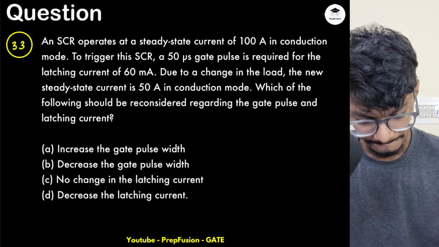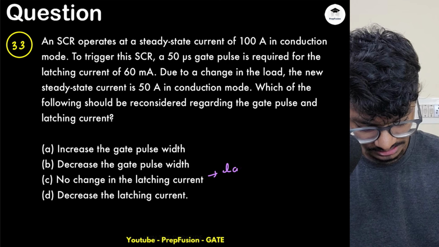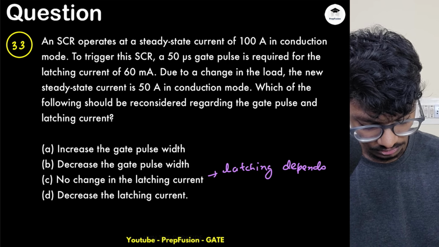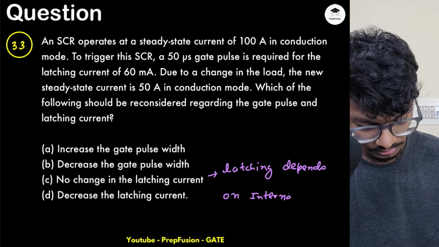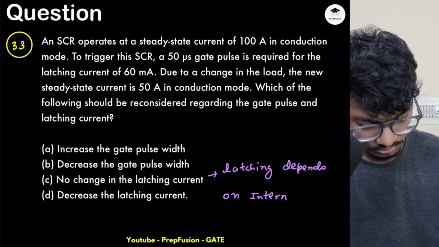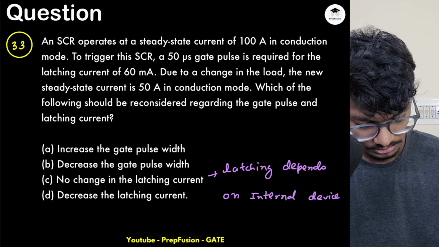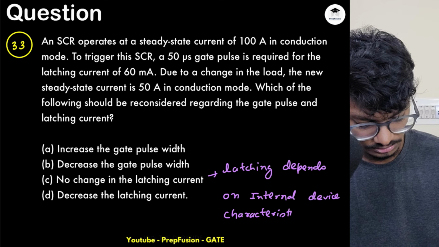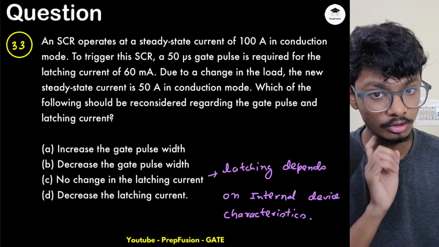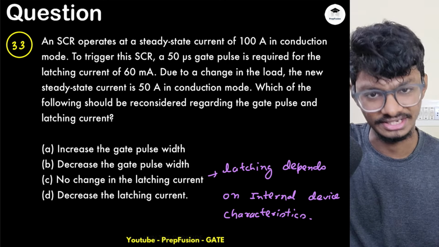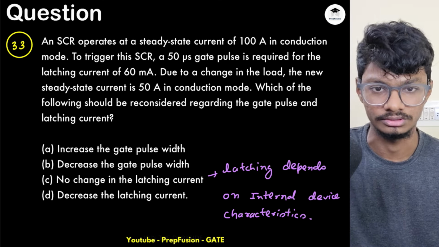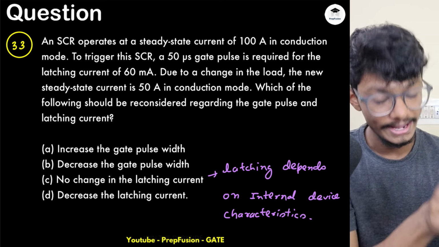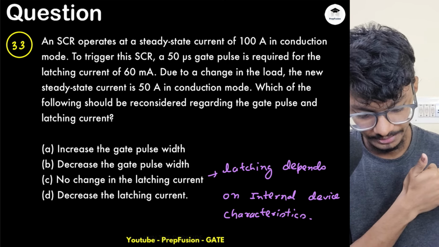So I will write here, latching current depends on internal device characteristics. Okay, not on the external circuit. So it doesn't depend whether the steady state current is 100, 10, or 50. Latching current, if I have given you a device, should be constant for any load. It doesn't matter, except that it depends on temperature.